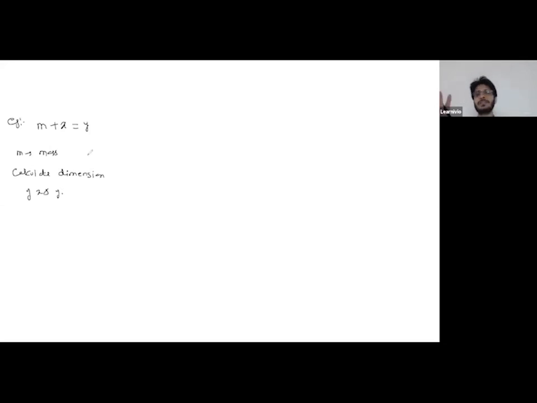Now the formula is there are two unknowns in this equation. If this is mass, then what should be x? Mass. You can add mass to mass only. And what about y? Mass. You can add mass to mass, and that result should be mass.